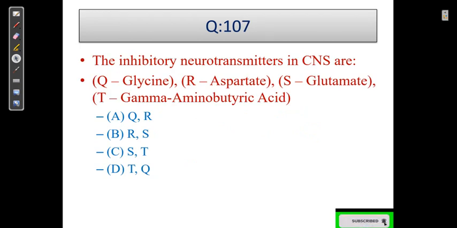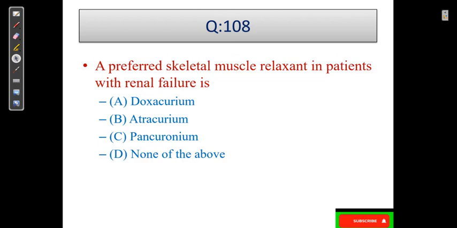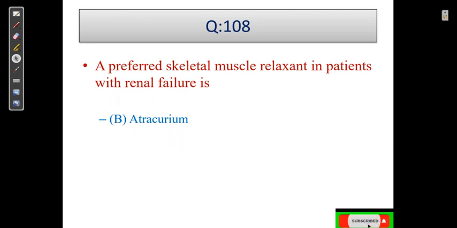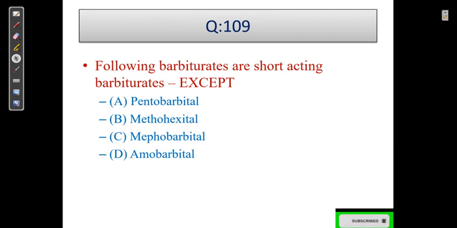The inhibitory neurotransmitter in the CNS are glycine, aspartate, glutamate, gamma aminobutyric acids. So यहाँ पे glycine and GABA, these two are the inhibitory neurotransmitter. Preferred skeletal muscle relaxants in patients with renal failure is doxycycline, atracurium, pancuronium, or none of the above. So the correct answer is atracurium. Following barbiturates are short-acting barbiturates except pentobarbital, methohexital, mephobarbital, amobarbital. So the correct answer is mephobarbital.